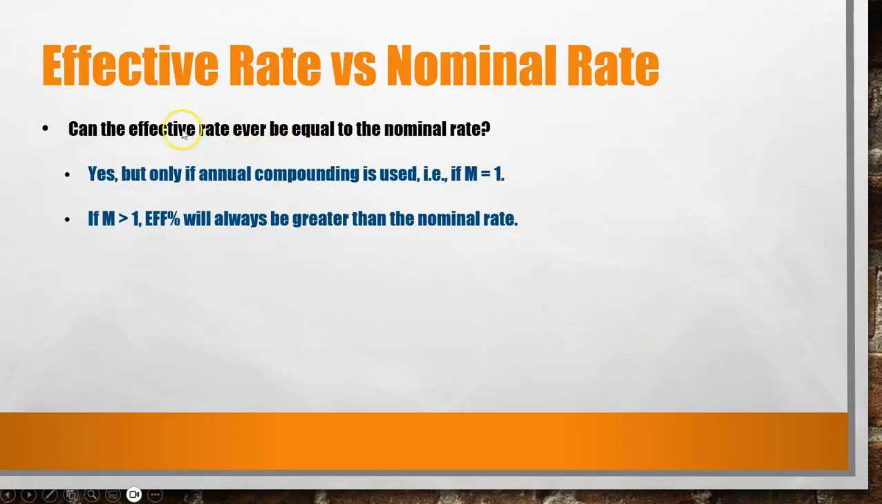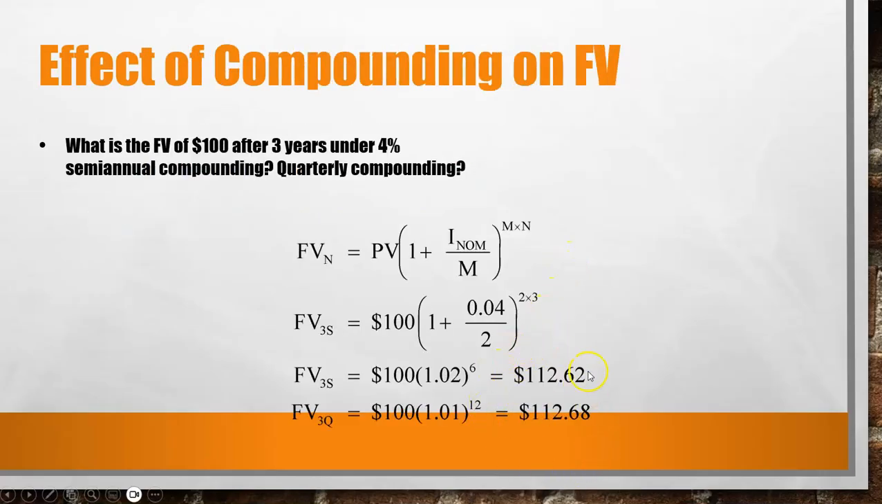Effective rates versus nominal rate. Can the effective rate ever be equal to the nominal rate? Yeah, but only if it happens once a year. If M is more than 1, the effective rate will always be higher. I mean, we show it right there.